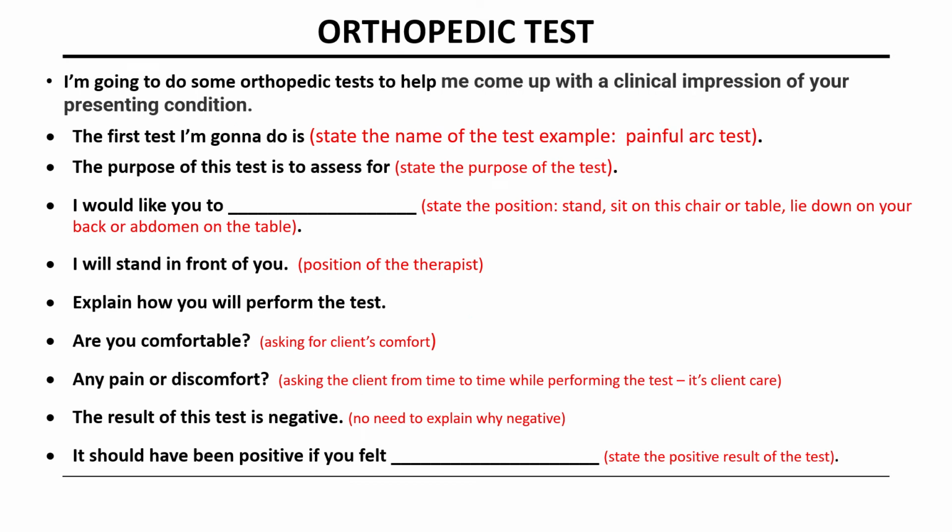I'm going to do some orthopedic tests to help me come up with a clinical impression of your presenting condition. The first test I'm gonna do is, state the name of the test, for example, painful arc test. The purpose of this test is to assess for, state the purpose of the test. I would like you to blank, state the position: stand or sit on this chair or table, or lie down on your back or on your abdomen on the table. I will stand in front of you, position of the therapist. Explain how you will perform the test.